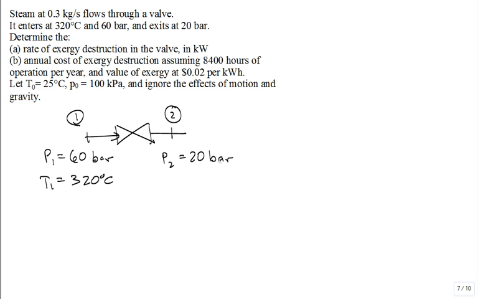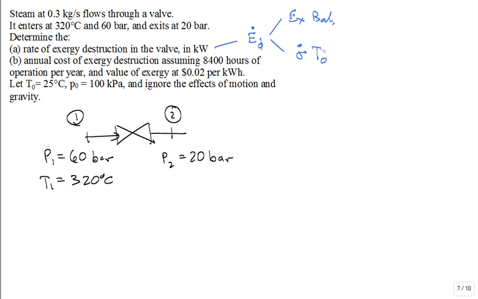Determine the rate of exergy destruction in the valve in units of kilowatts. What are they asking me to calculate? What symbol do I want to use? The rate of exergy destruction in kilowatts for part A. Let's solve for part A first. I have two strategies whenever I need to answer the question, what is the rate of exergy destruction? Either I can go with an exergy balance to calculate it, or I can calculate the rate of entropy production and multiply that by the dead state temperature T0, and I've got it.